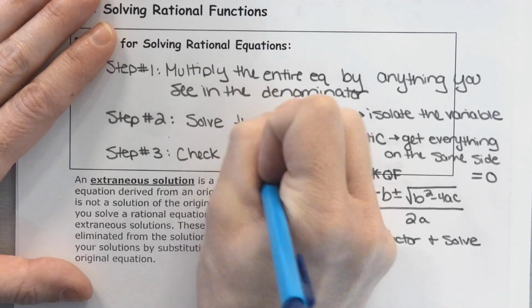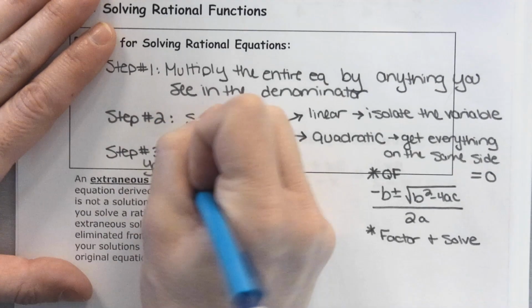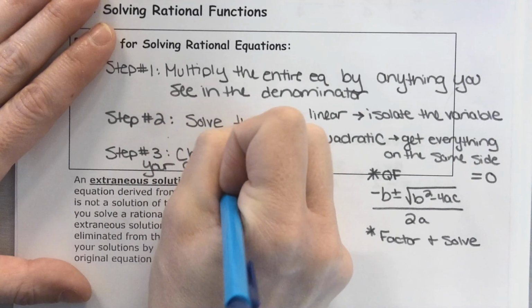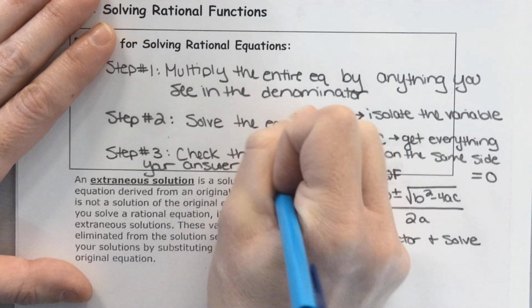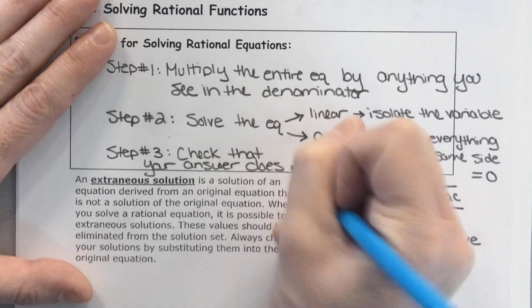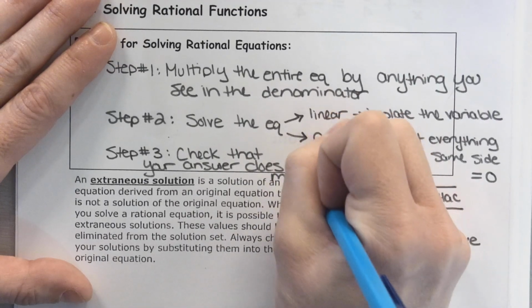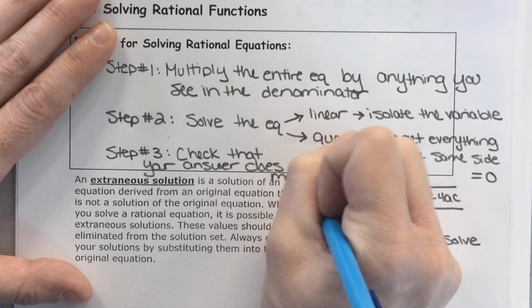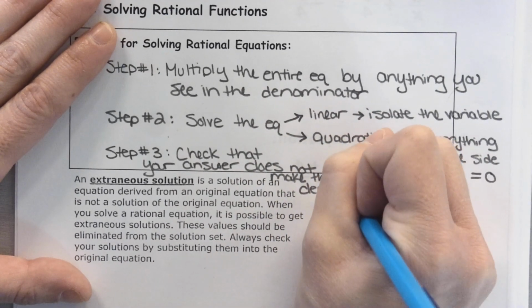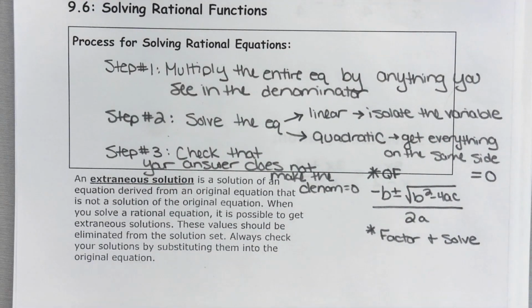that your answer does not make the denominator 0. You ran out of room. So you need to double check your answer.